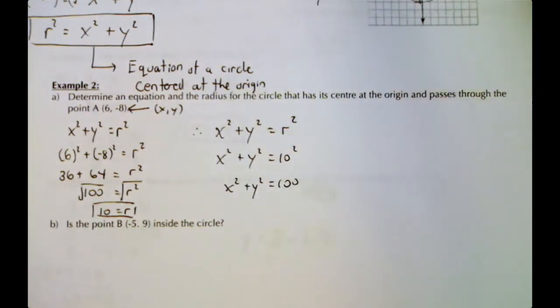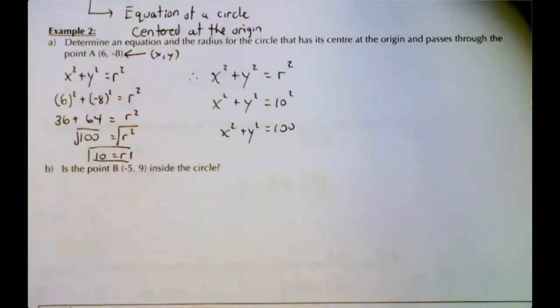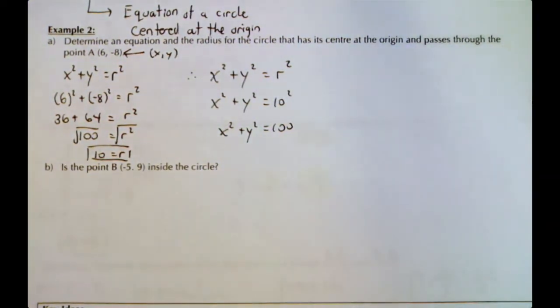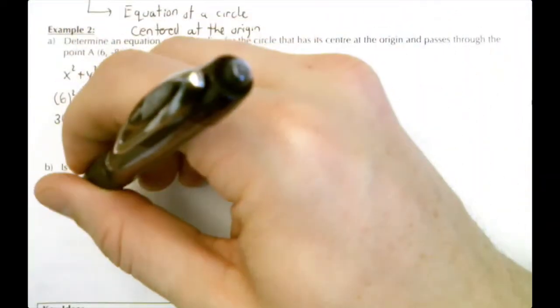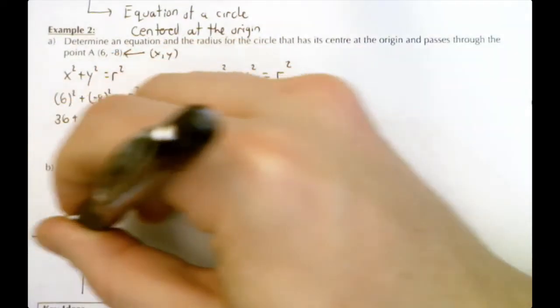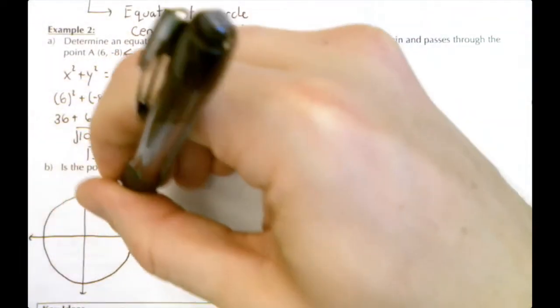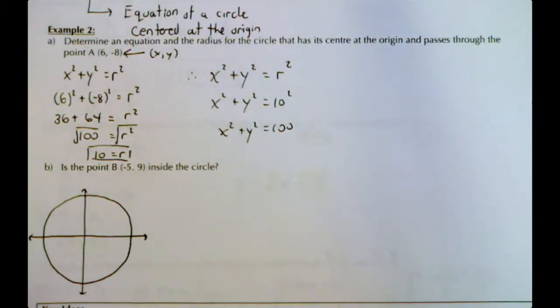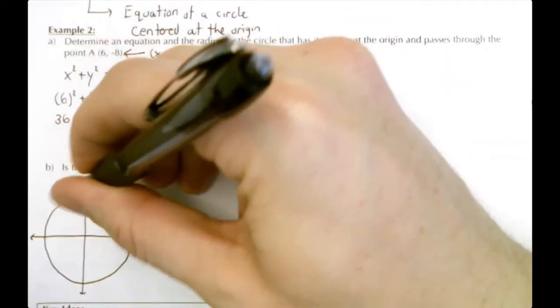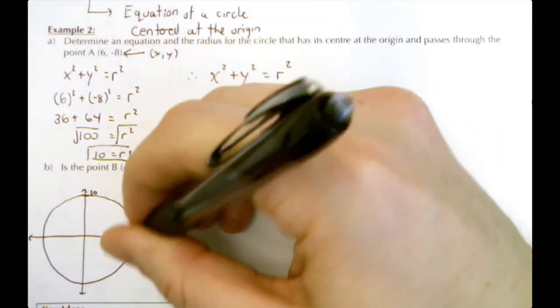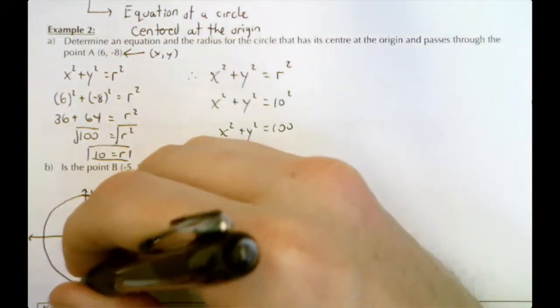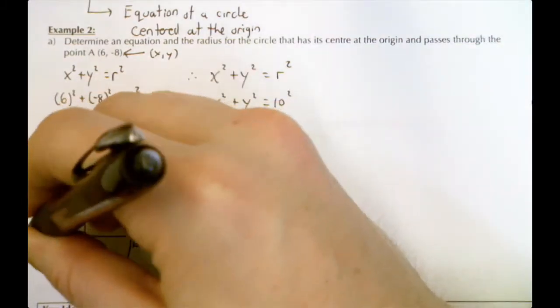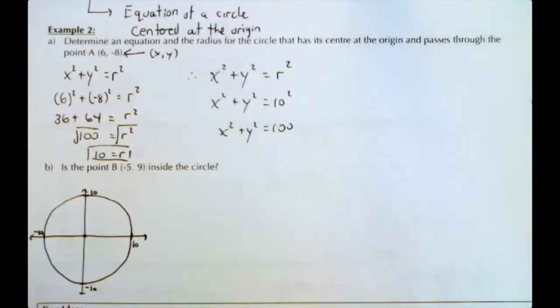Now the next question says, is point B, negative 5, 9, inside this circle? Well, what's that mean? It means our circle looks something like this. This is our circle, and the radius is 10, which means 10, 10, that's 0. It'll be negative 10, negative 10. This circle has a radius of 10.